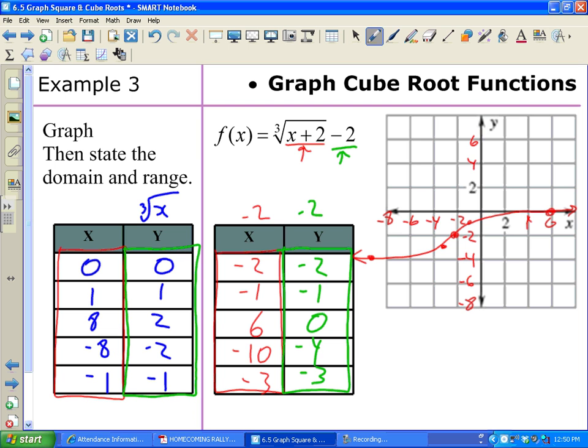Last part, play doctor, domain and range. And domain and range is easy for this cube root function. X can be anything we want, and Y will be anything we want it to be. All real numbers and all real numbers. Kind of not that hard.